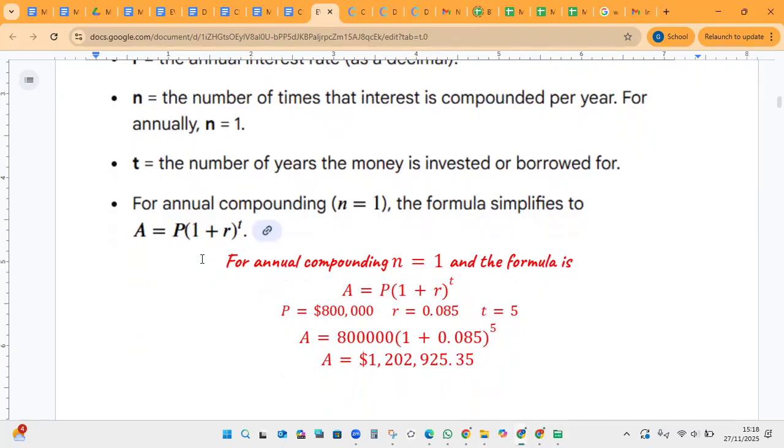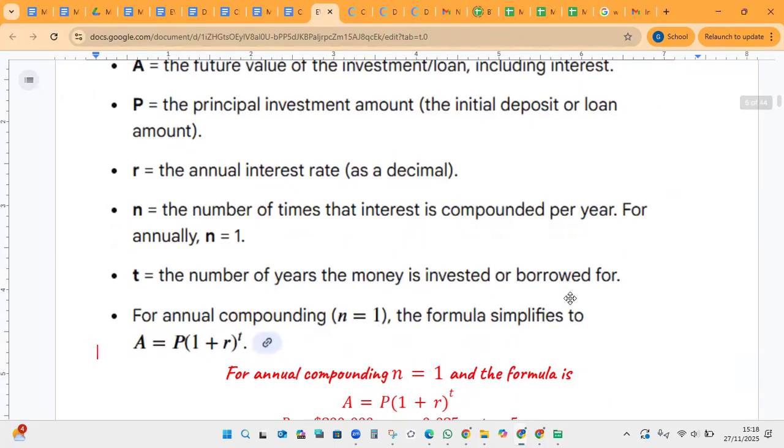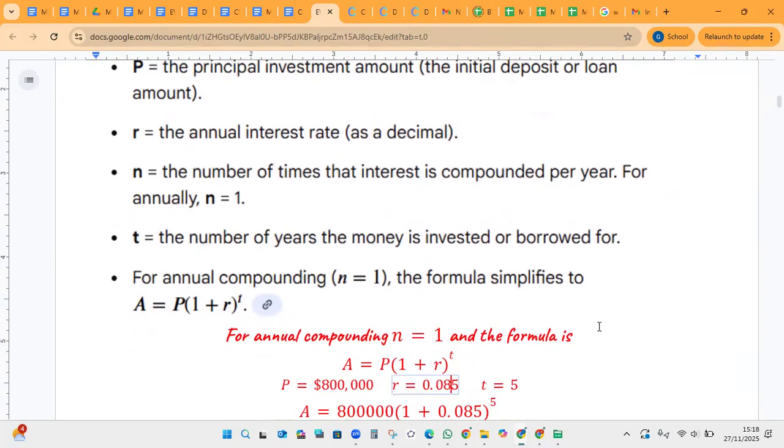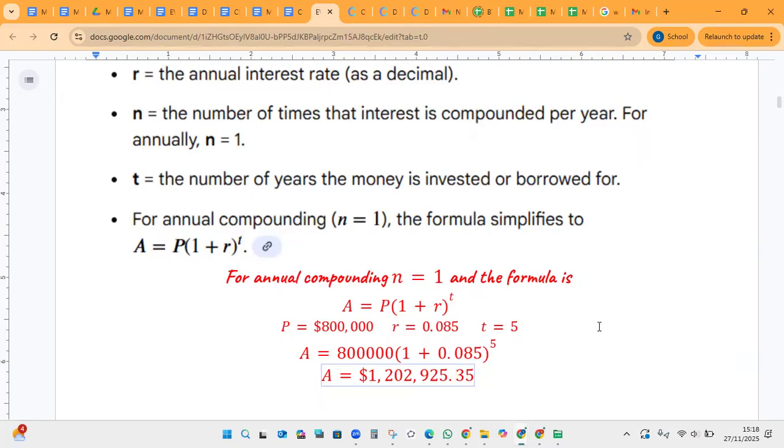So therefore, we simply substitute into this formula. Remember, A is the actual or the future value. So A is equal to 800,000(1 + 0.085)^5. And please type this in your calculator to verify if it will be $1,202,925.35.